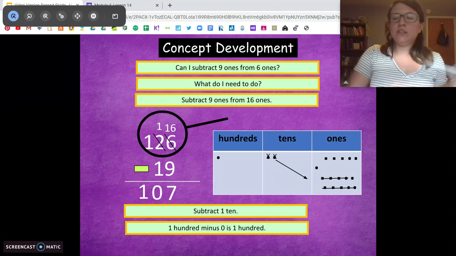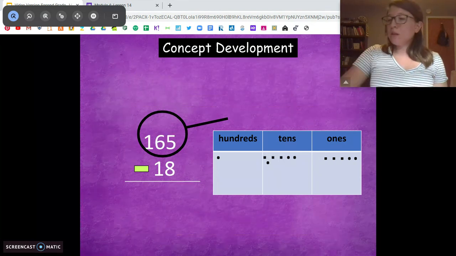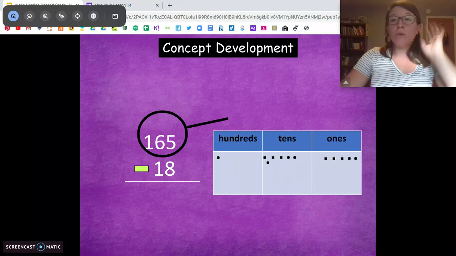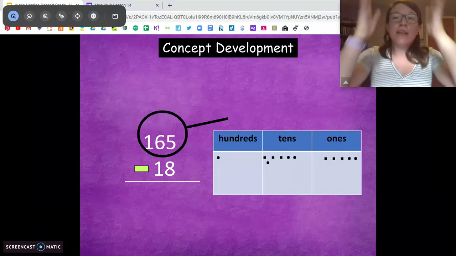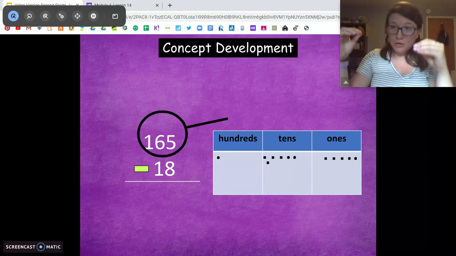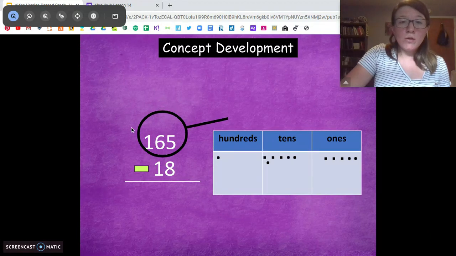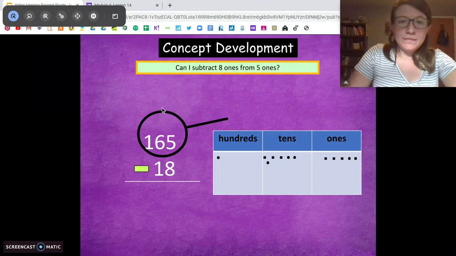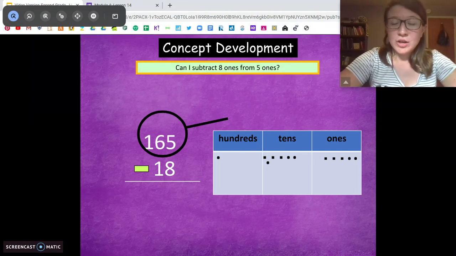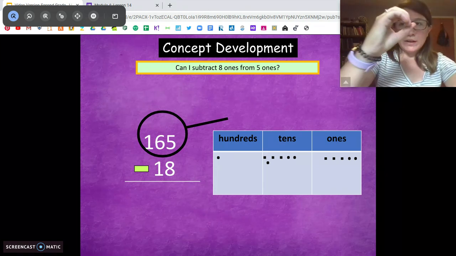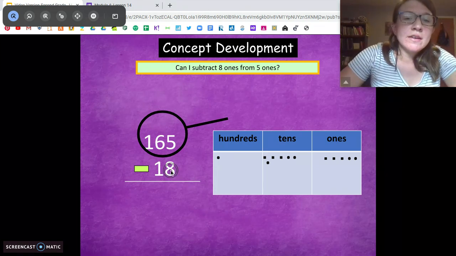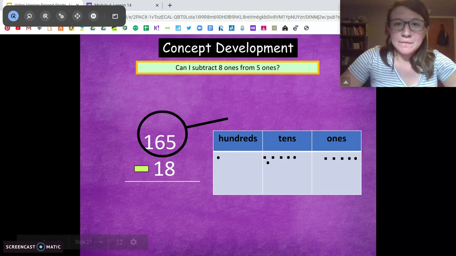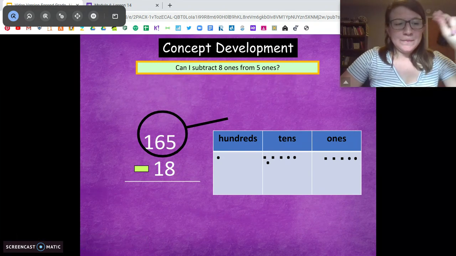Beautiful. All right, let's do one more together. So we're going to do 165 minus 18. So go ahead, pause the video, set up your vertical method, and set up your drawing. Remember, only drawing the whole 165, and then come back when you're ready. Good? Okay, first step, we look at our whole with our magnifying glass. We need to subtract 8 ones from 5 ones. Can we do that? So what do we need to do?